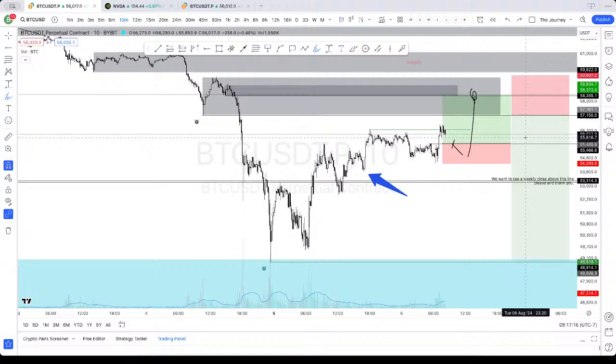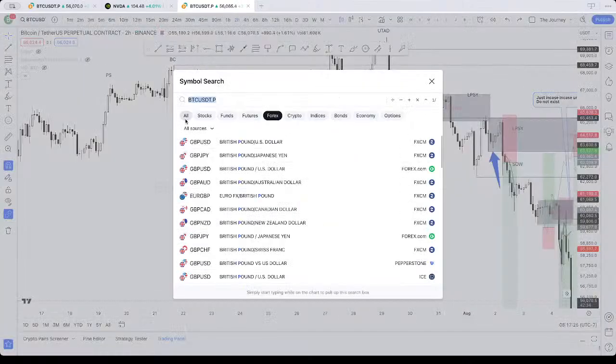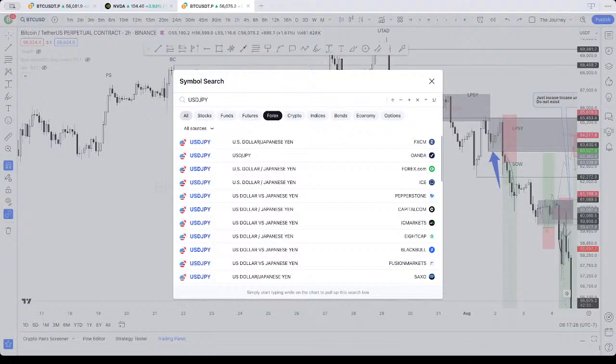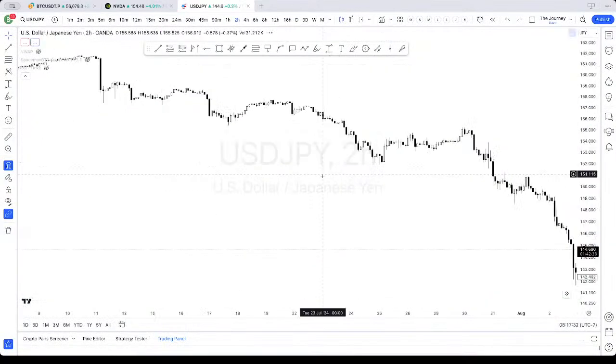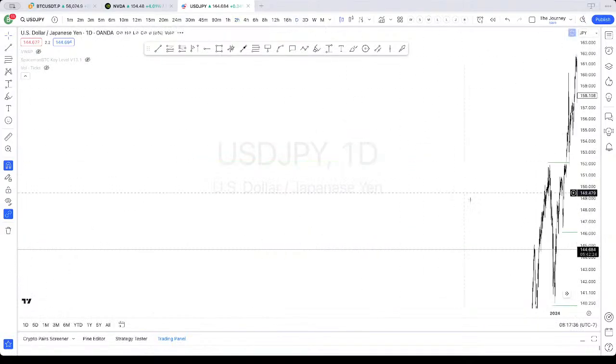Can I answer yen? Seymour, I thought we talked about yen, bro. Yen has not broke its external structure. It's still in a generally bullish presentation, USDJPY, providing I'm actually looking at the right chart.